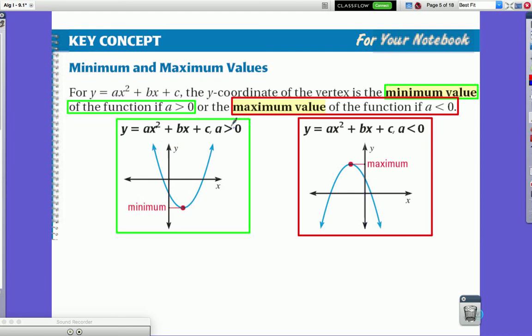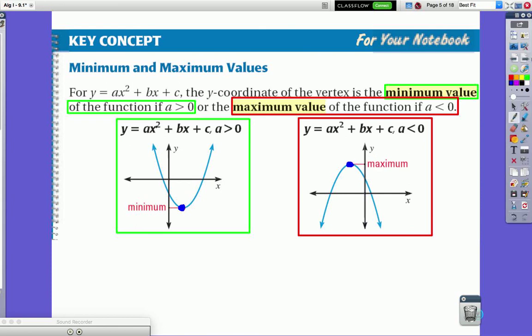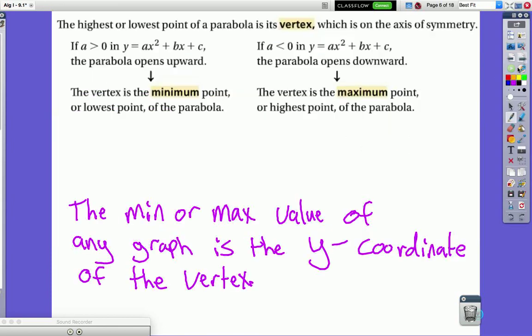So the graph opens up. This right here is the lowest point on the graph. That means it's going to have a minimum. This graph, since it opens down, this point right here is the highest point on the graph, so it will be the maximum. So we're going to determine if it opens up or down.